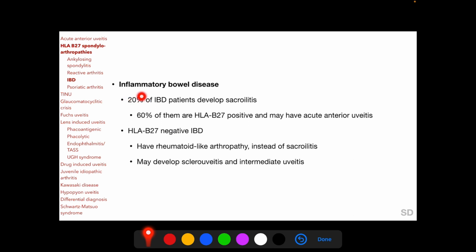20% of inflammatory bowel disease patients develop sacroiliitis, and 60% of them are HLA B-27 positive and may have acute anterior uveitis. There are also IBD patients who are HLA B-27 negative and thus do not fall in HLA B-27 associated spondyloarthropathy, but it should be mentioned here they have rheumatoid-like arthropathy instead of sacroiliitis, and they may develop sclerouveitis and intermediate uveitis.